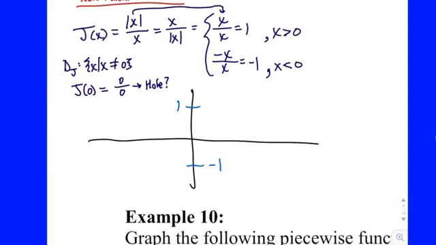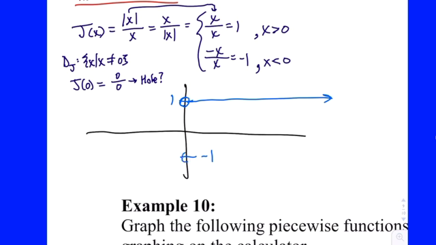Okay, so the top piece says when x is bigger than 0, draw it as a 1. Well, we can't draw it at 0, so we're going to put an open circle, and then I'm drawing a horizontal line to the right. And similarly, to the left of 0, it's -1, so we'll put an open circle around -1, and we'll draw it going out to the left. So there is what the graph of j of x looks like. And you're going to want to memorize that. Okay? It's just two horizontal lines that are broken at x equals 0.